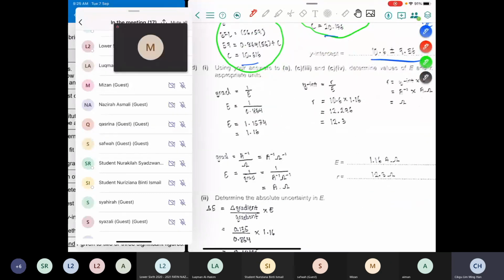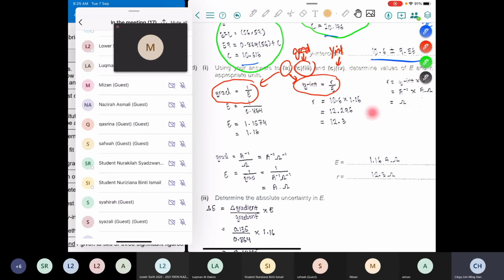So part A is this one. This is your part A, this is what you do in your part A. And then part C part 2 is the gradient, and part C part 4 is the y-intercept. So you have to use all this answer from the above to get the answer.